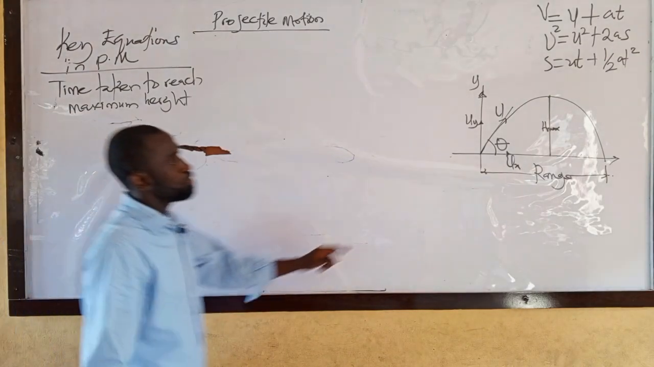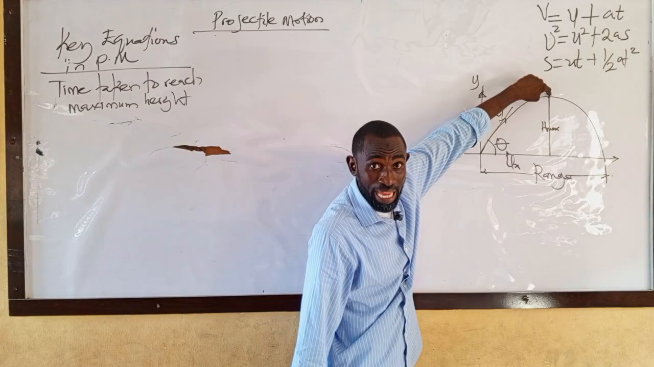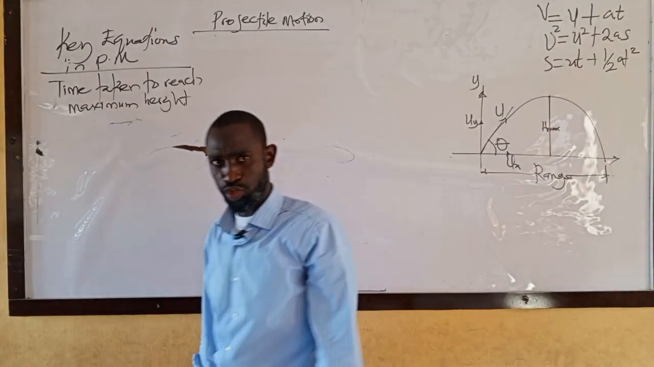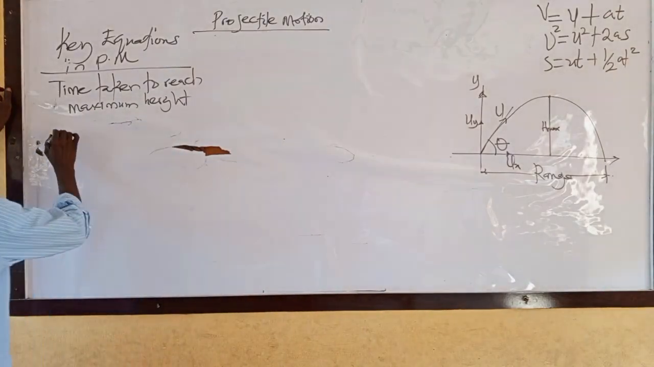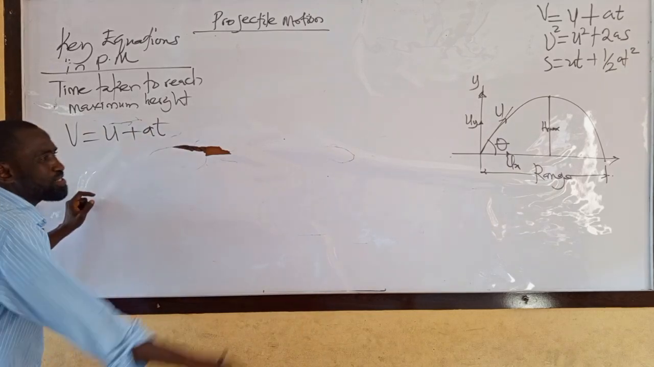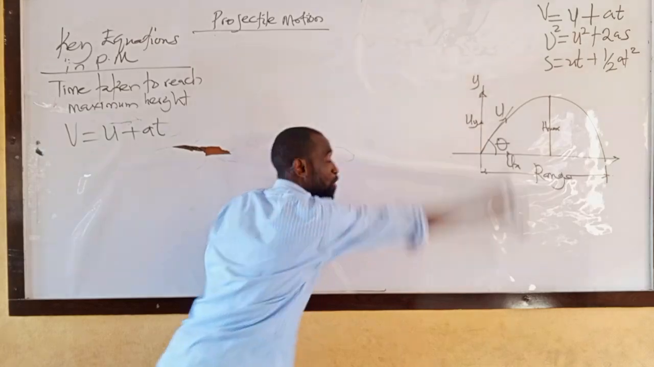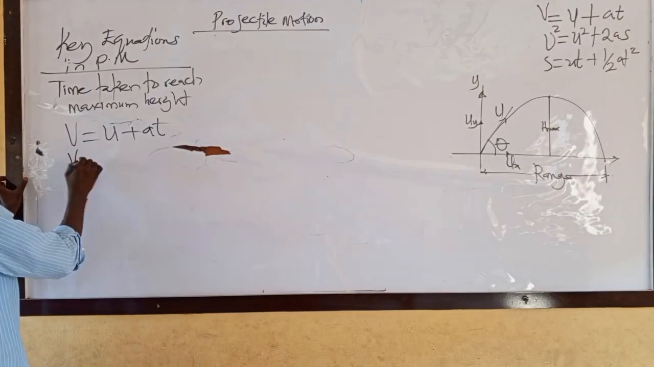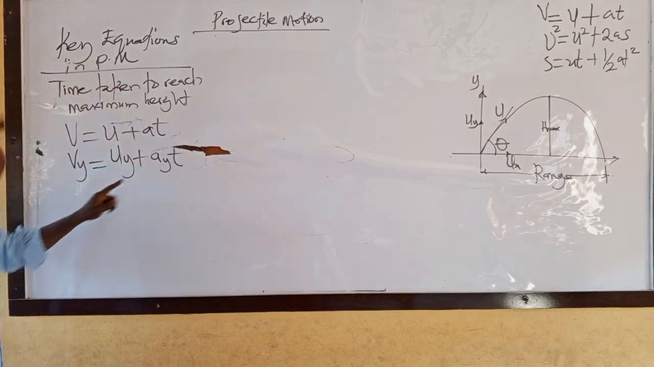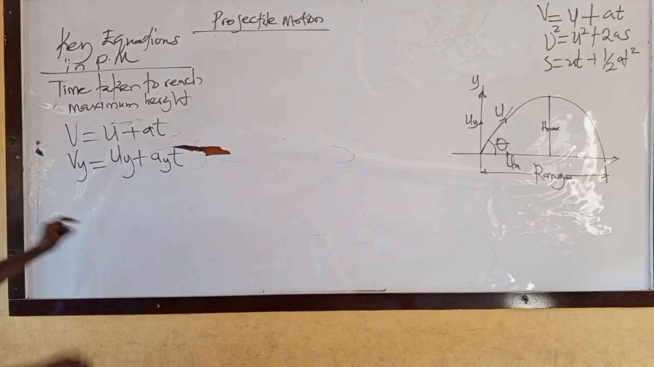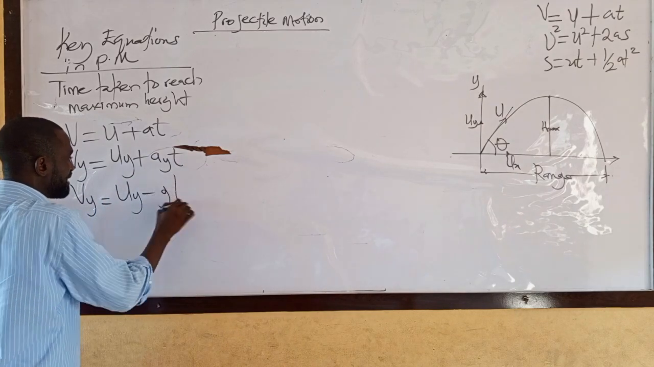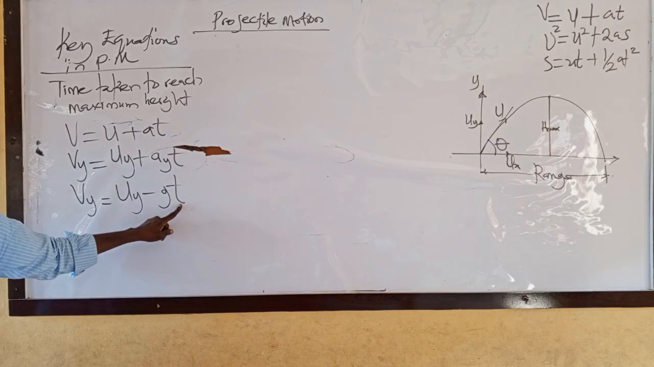Now I want to get the time taken to reach the maximum height, from this space to this space. I will use the first equation of motion. Are you with me? V equals U plus at. Because that is the vertical direction, V of y equals U of y plus a of y times t. And what's our a of y? Minus g. So V of y equals U of y minus gt. This is the time I'm looking for.